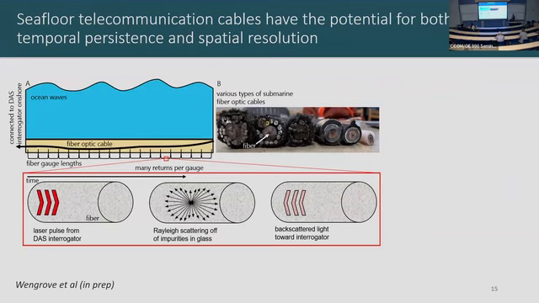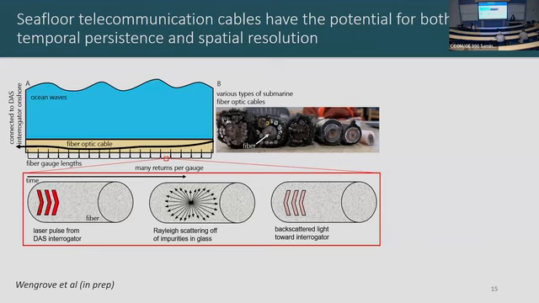Okay, so what we propose is potentially groundbreaking and could really change the game in the way that we understand waves and sea ice: using seafloor telecommunication cables to make measurements of waves, which can give us both temporal persistence and spatial resolution. The way that we can use cables to make these measurements is by connecting a distributed acoustic sensing, or DAS, interrogator. What this interrogator does is send lasers into the fiber optic cable. If we're using a fiber optic cable that's laying on the seafloor, it's beneath all the surface waves or anything that's happening in the ocean above.